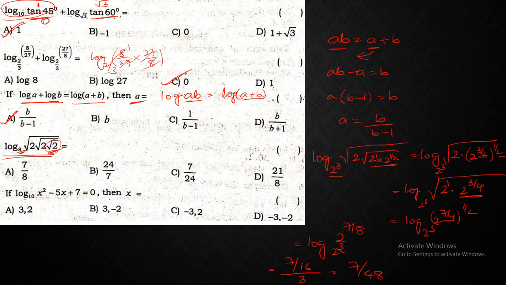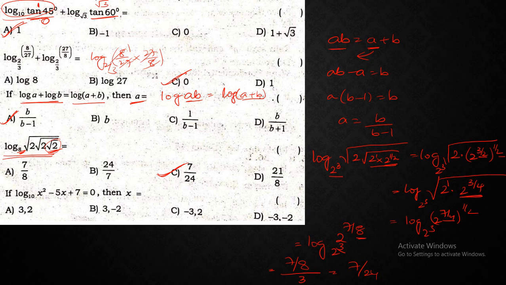Sorry, 7 by 8. So from this what am I going to get? 7 by 8, 3s are 24. So finally what am I going to get? 7 by 24. So here a small mistake. Okay, so the answer is 7 by 24.